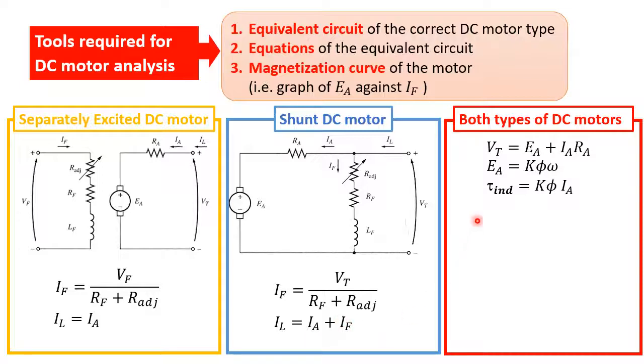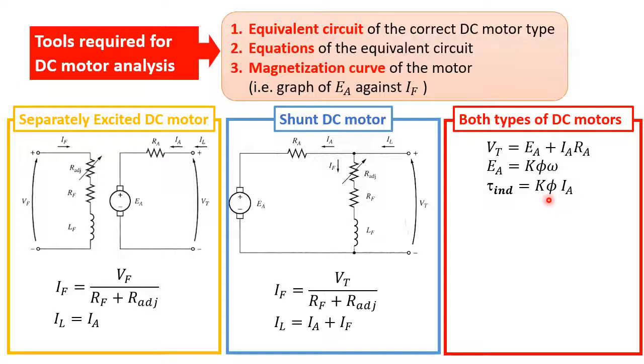Now, for both types of DC motor, the armature circuit KVL is given by VT equals EA plus IA RA. And what is EA? EA is the induced voltage, equal to K flux omega, where omega is the speed of the motor. And the induced torque is equal to K flux IA, where IA is the armature current.